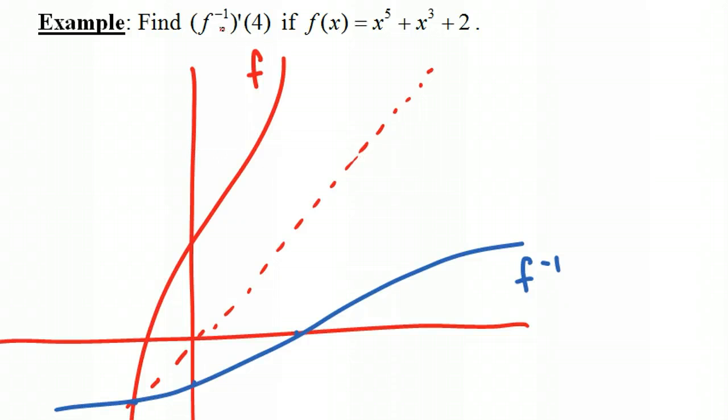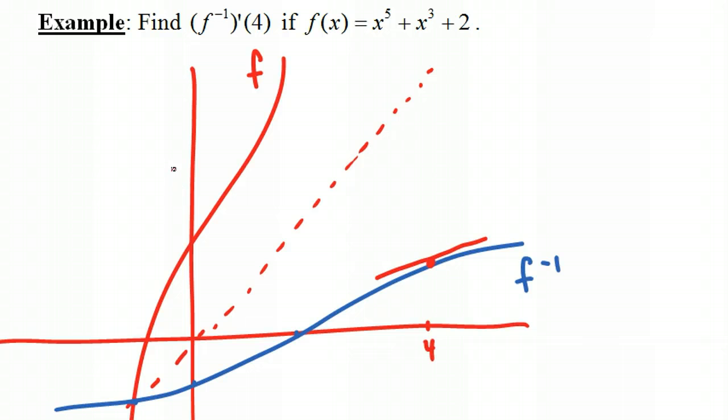Now, the question is really, what is the slope of f inverse of x at x equals 4? If we're over here at, say, 4, what is the slope of the tangent line right here? What is f inverse prime of 4?